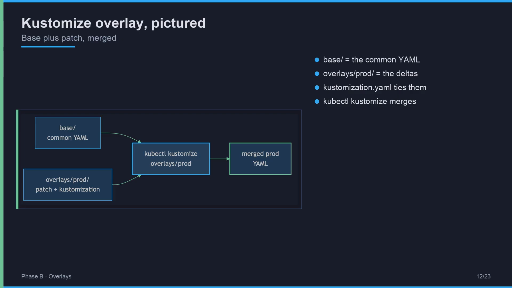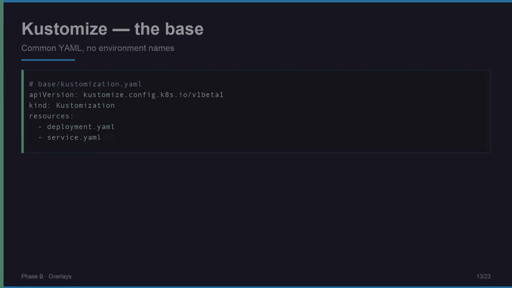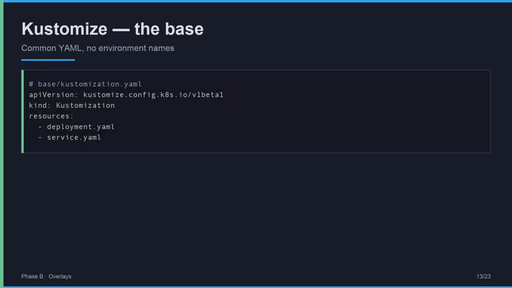Same promise as Helm, different mechanism. Helm layers values files, Kustomize layers folders of YAML and patches. Here is the Kustomize base. A customization file that simply lists the common resources, a deployment and a service. No environment names anywhere. This base is what every overlay will build on top of. It is the Kustomize equivalent of Helm's base values file, but as real, plain Kubernetes YAML.